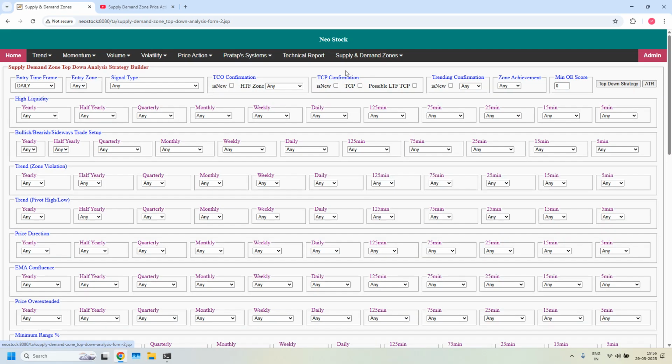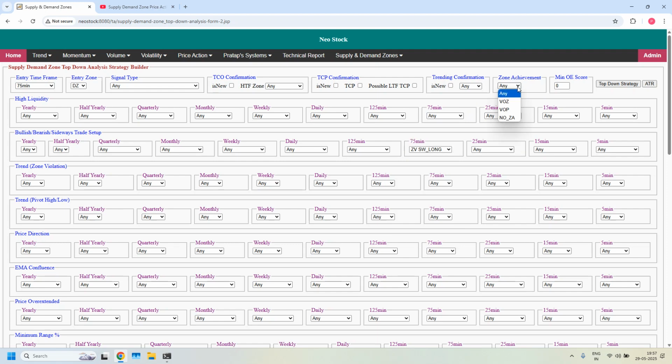So for weekly income trade, entry time frame should be 75 minutes. And for a sideways long trade setup, entry zone should be demand zone. And also in bullish or bearish or sideways trade setup at entry time frame 75 minutes, I am selecting sideways long.